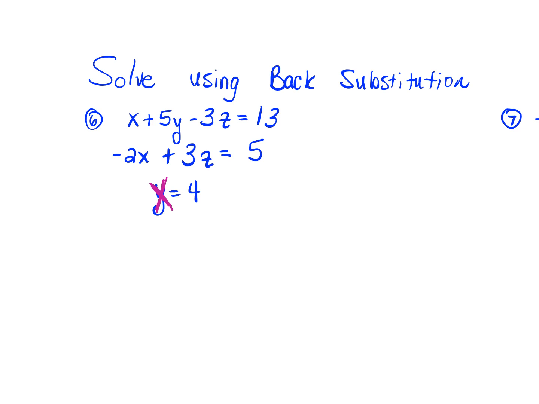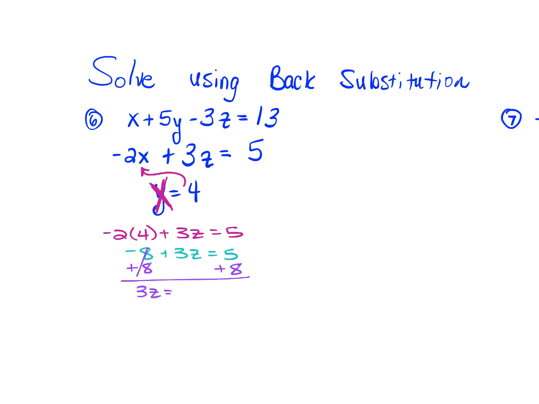So if x is equal to 4, we're going to plug it into that negative 2x plus 3z is equal to 5 and solve for z. So this is going to give us negative 2 times 4 plus 3 times z is equal to 5. That's negative 8 plus 3z is equal to 5. We move the 8 over, adding it to both sides, and we get that 3z is equal to 13. So we divide each side by the 3 and get that z is 13 over 3.